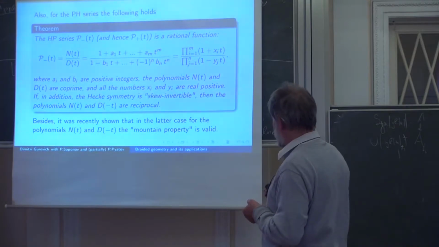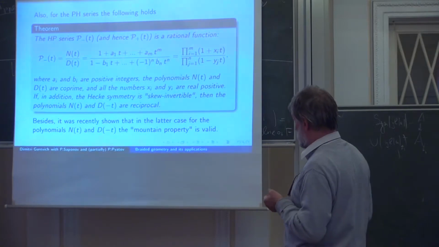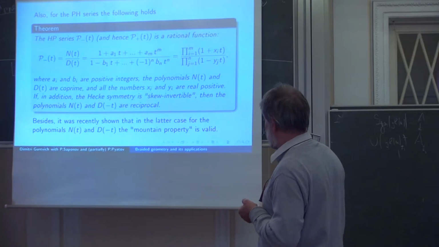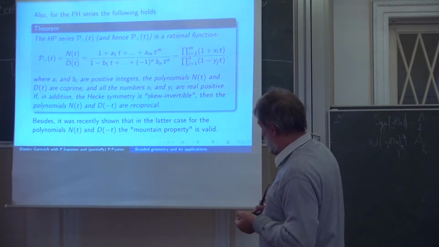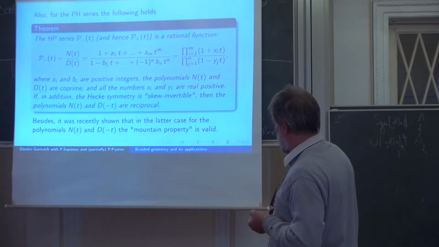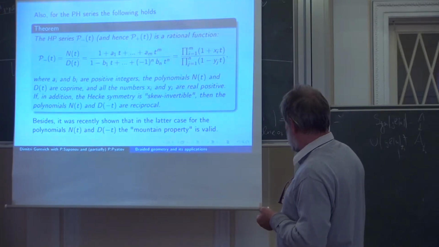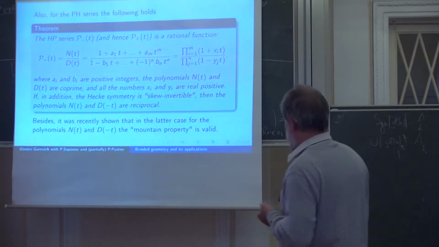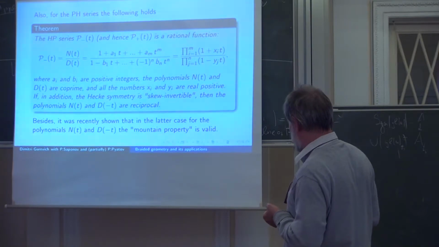Now, the following theorem is very strong and very interesting for me, but it is not my theorem. The Hilbert-Poincare series is a rational function. It is not evident at all. It is a very difficult theorem. Here, the coefficients a and b are positive integers, and the numerator and denominator polynomials are coprime. We suppose they are coprime, and all numbers x, y, and z are real positive.